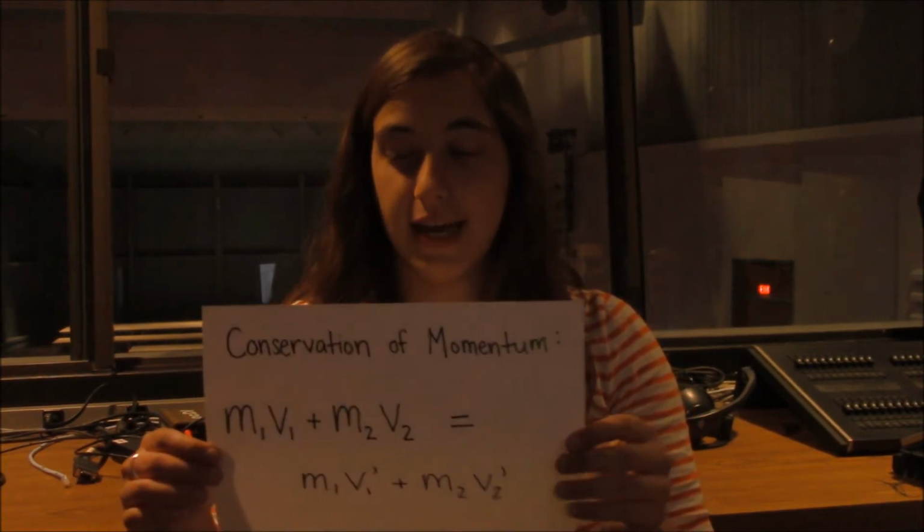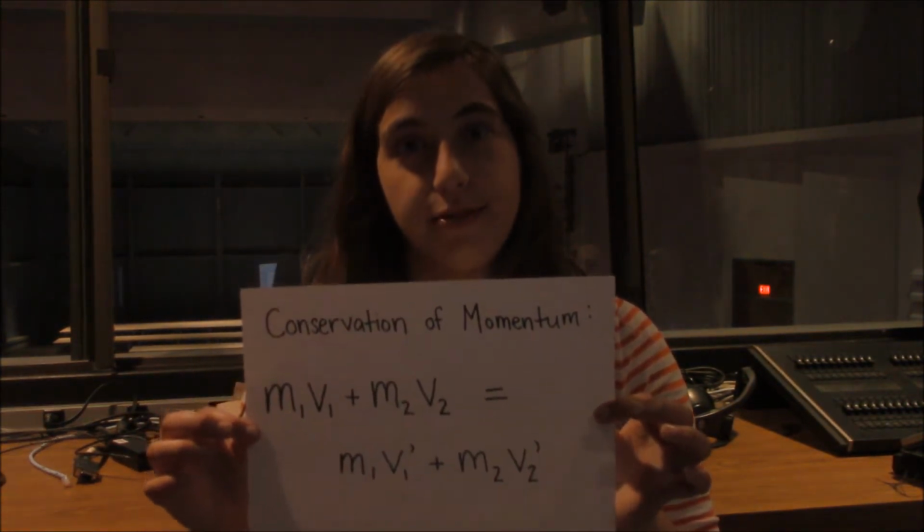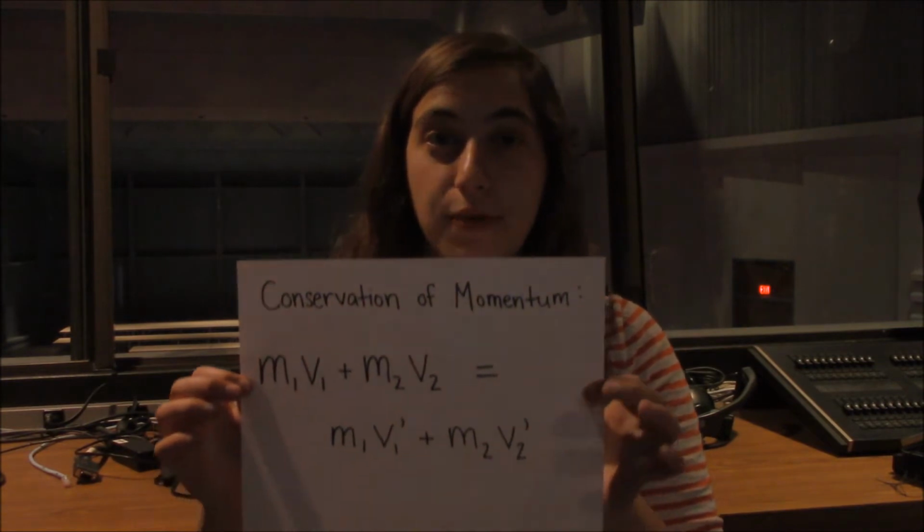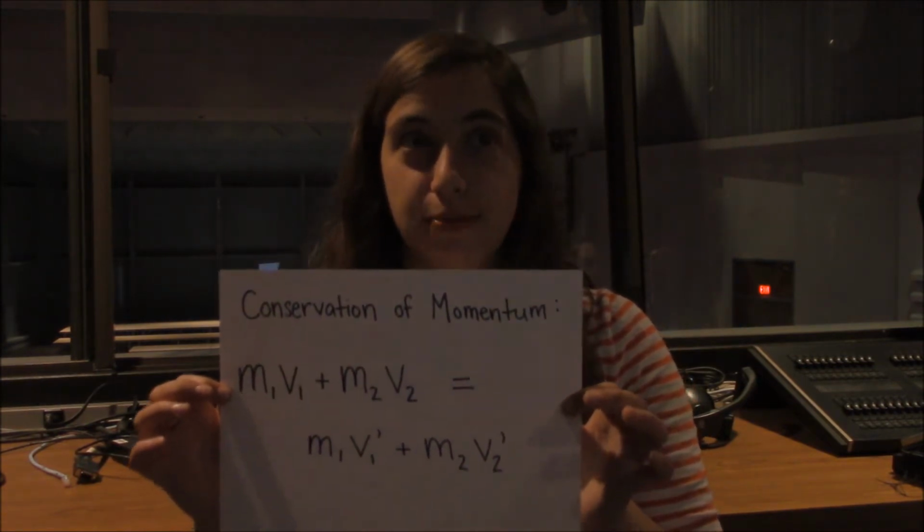Today we will be talking about conservation of momentum. Conservation of momentum means that the total momentum of a closed system of objects will be constant. A closed system is defined as a system that isn't acted upon by any outside forces or experiencing any non-conservative forces. In other words, this means that the initial momentum will always be equal to the final momentum of the system.